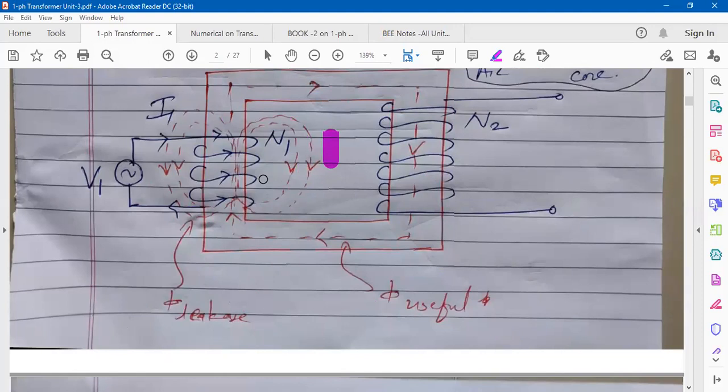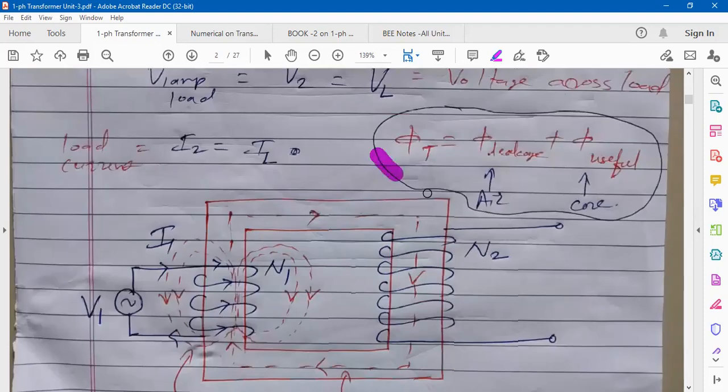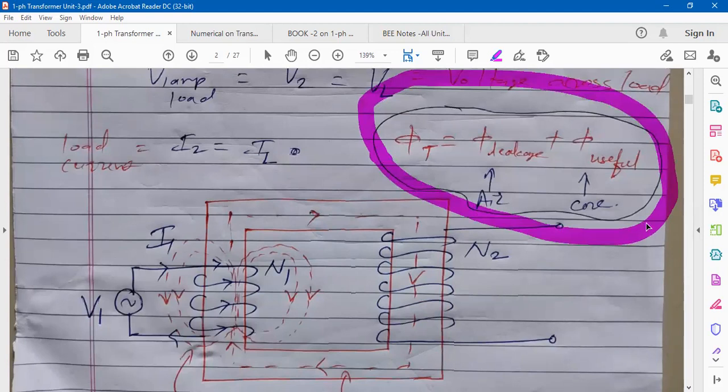That's why the opposition offered by the air to the flow of flux will not be infinity. It will be very high, but it is not infinity. That's why flux can complete its path through air also, which we call leakage flux. That's why we can say whatever the total flux produced by the primary winding is leakage flux plus useful flux. Leakage flux completes its path through air and useful flux completes its path through core.